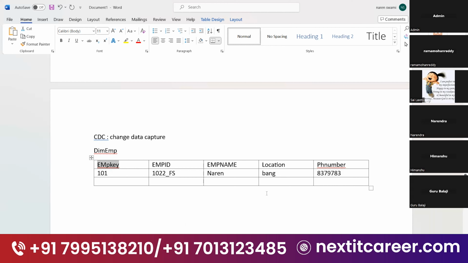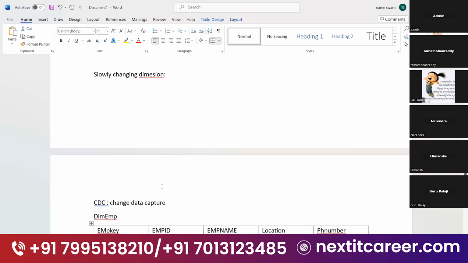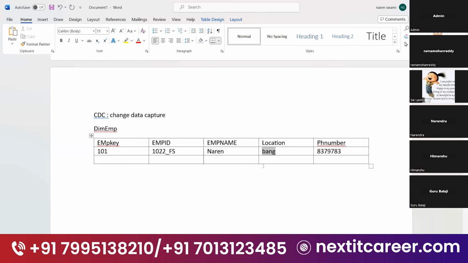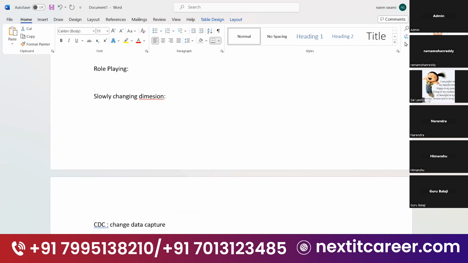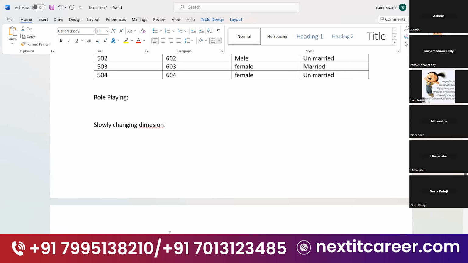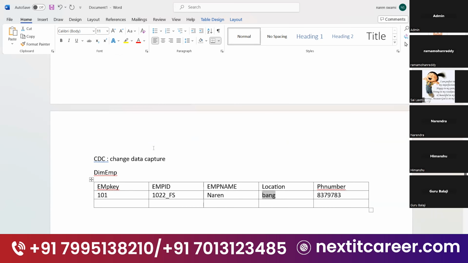But in an organization there will be lakhs of employees, so we can't identify them. So if this data is stored, maintaining the history as well as the current record, that will be one type of slowly changing dimension. If you are maintaining only current data, that is another type. And there is also a possibility that we maintain the current and the previous one, not previous to previous. That is also a type of slowly changing dimension. This is a very important concept.